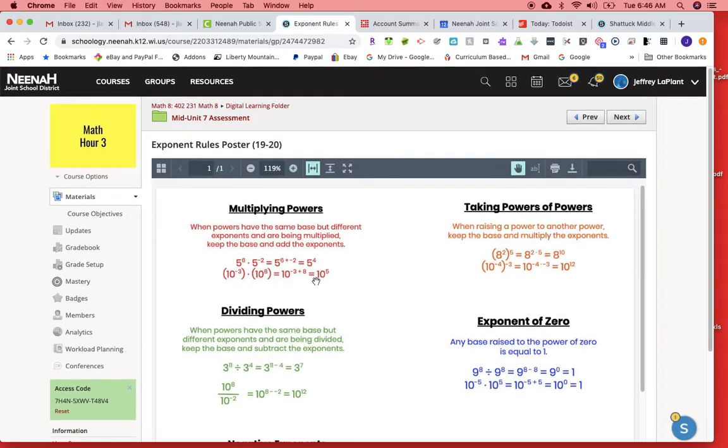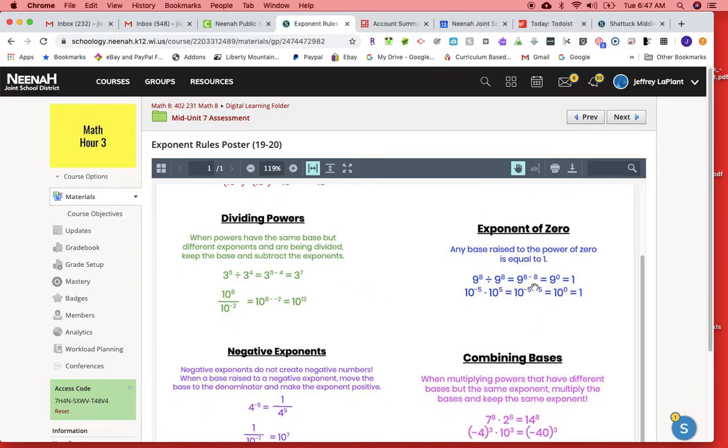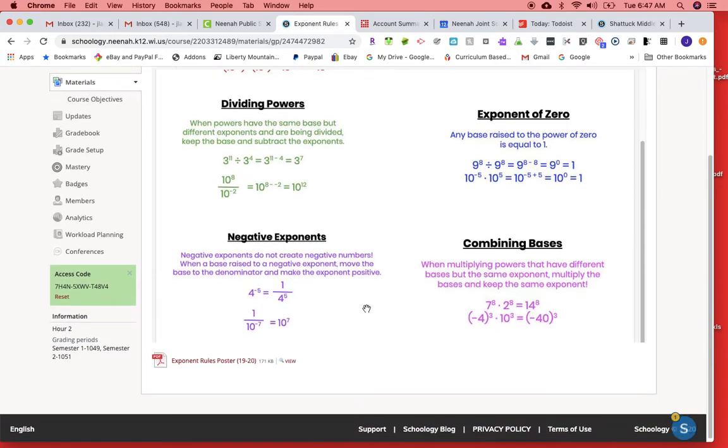and it just tells you what to do when multiplying powers. You keep the base and add the exponents. When you're taking powers to powers, you multiply your exponents. When you're dividing powers, keep the base and subtract your exponents. When there is an exponent of 0, anything to the 0 power equals 1. Negative exponents, you're going to flip it, the reciprocal.